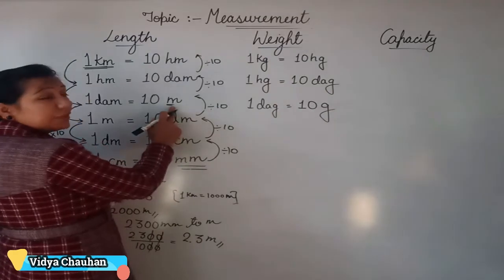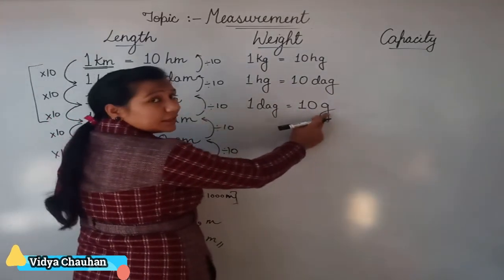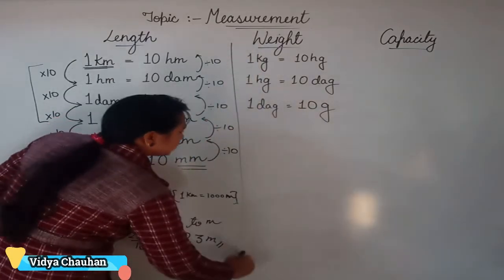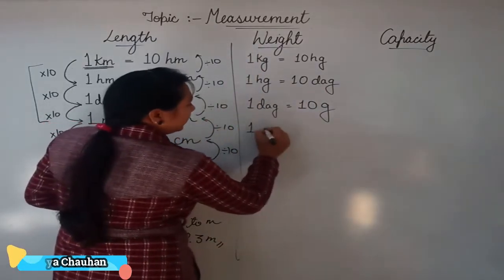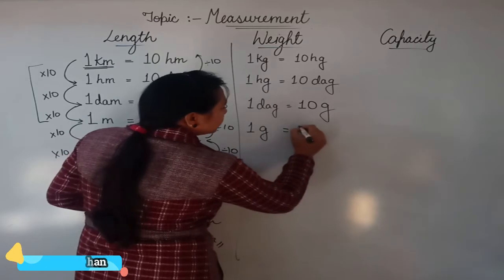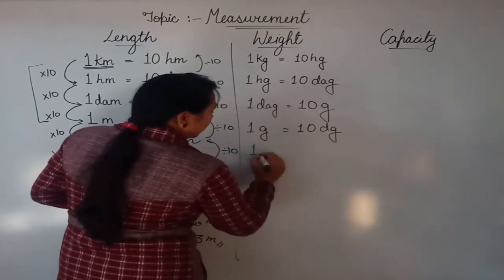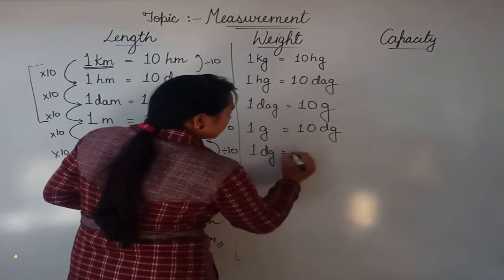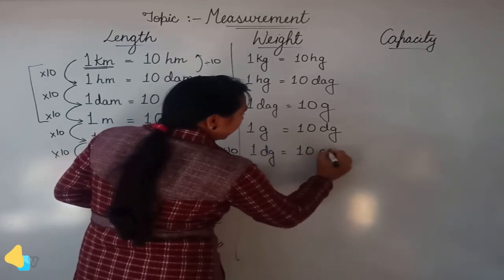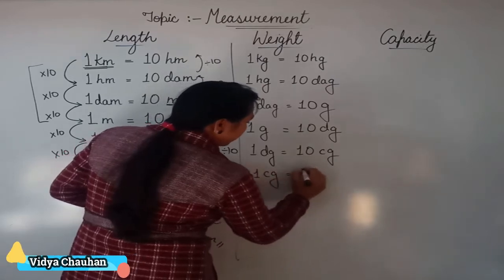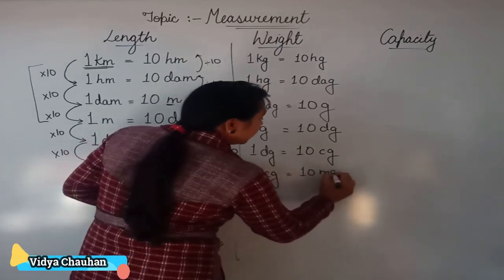Now here it was meter, now it becomes gram in terms of weight. Then 1 gram is equal to 10 decigram. 1 decigram is equal to 10 centigram. And the last, 1 centigram is equal to 10 milligram.